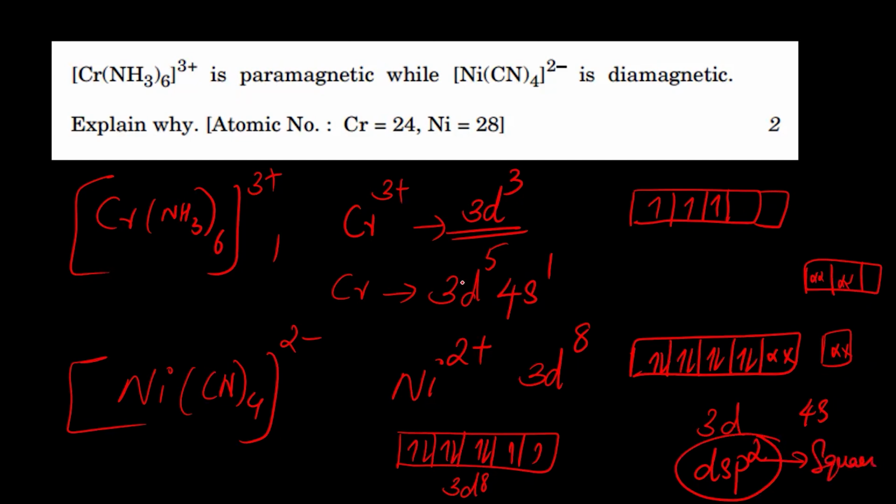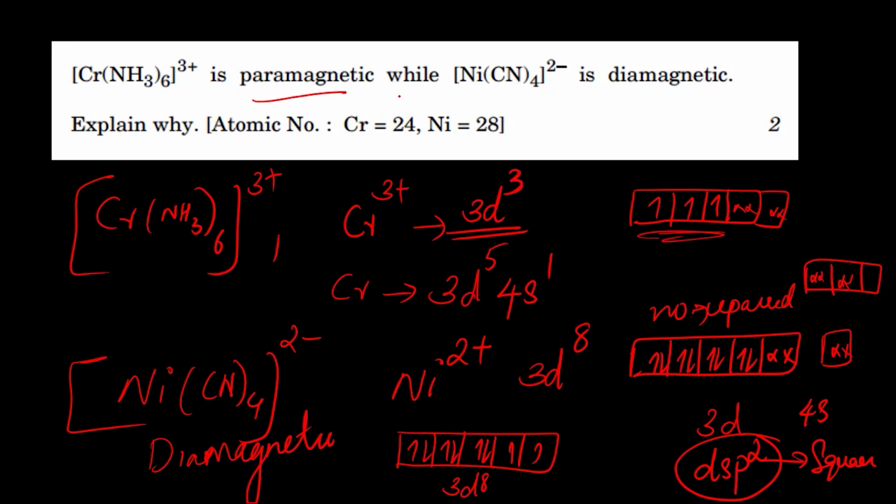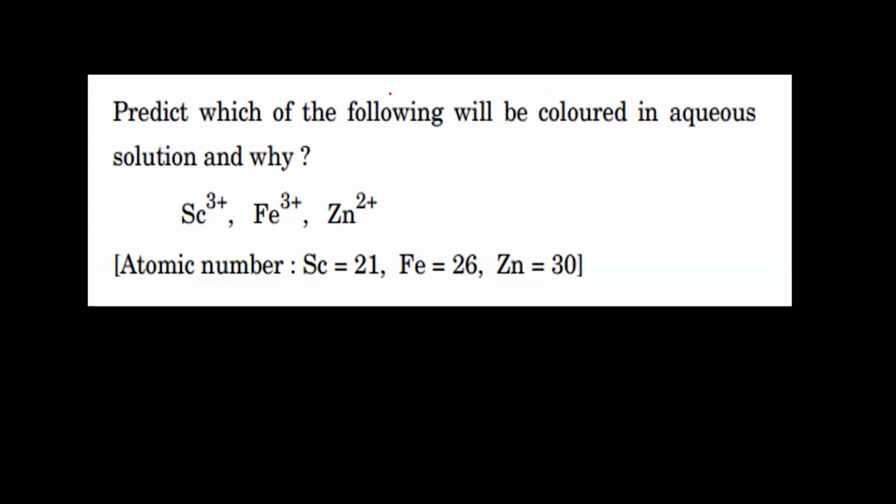Square planar geometry. But in the case of [Cr(NH3)6]3+, here there are unpaired electrons. In the case of [Ni(CN)4]2-, there are no unpaired electrons, so that means it is diamagnetic. In the case of [Cr(NH3)6]3+, ammonia NH3 is coming, it's a weak ligand. So there are 3 unpaired electrons. You can see there will not be any pairing taking place. So this is a paramagnetic complex. Okay. Moving to the next question.